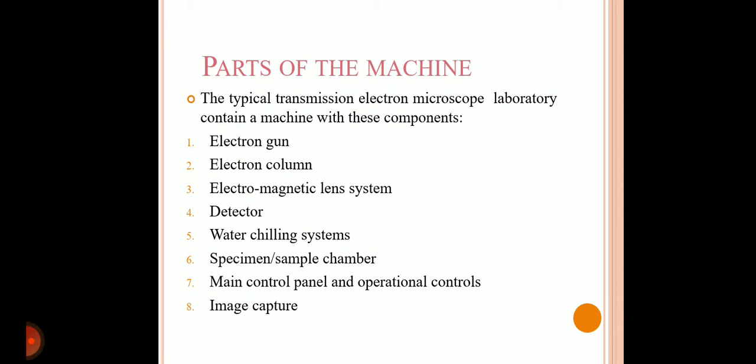So these are the parts of the machine. The typical transmission electron microscope laboratory contains a machine with these components: electron gun, electron column, electromagnetic lens system, detectors, water chilling system, specimen sample chamber, main control panel, and operational controls, image capture.